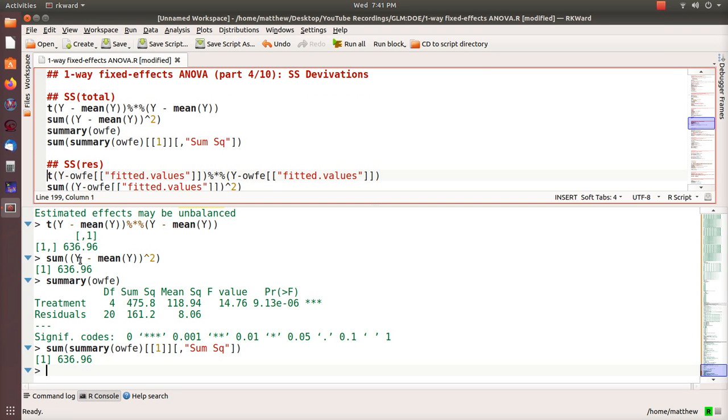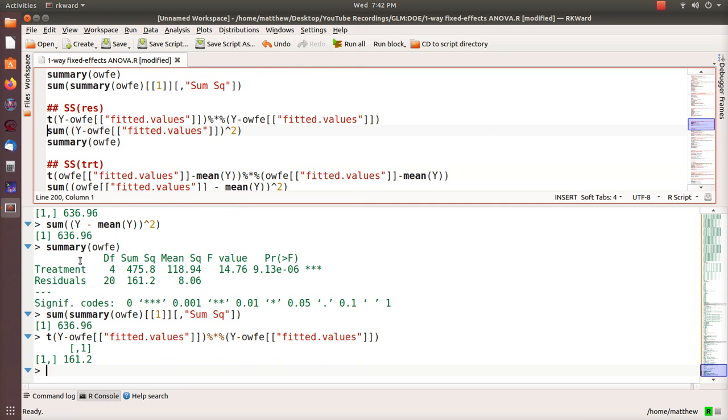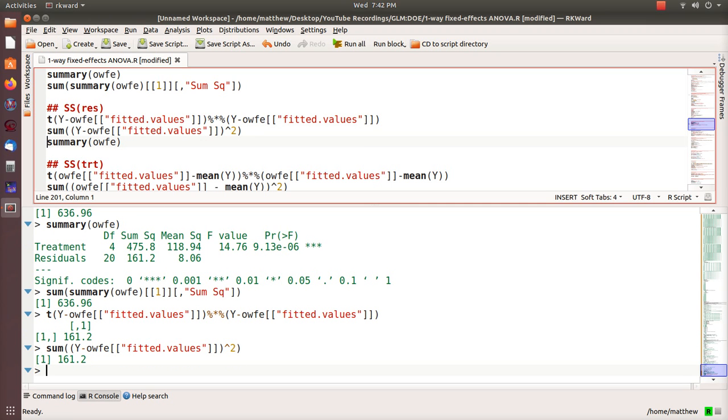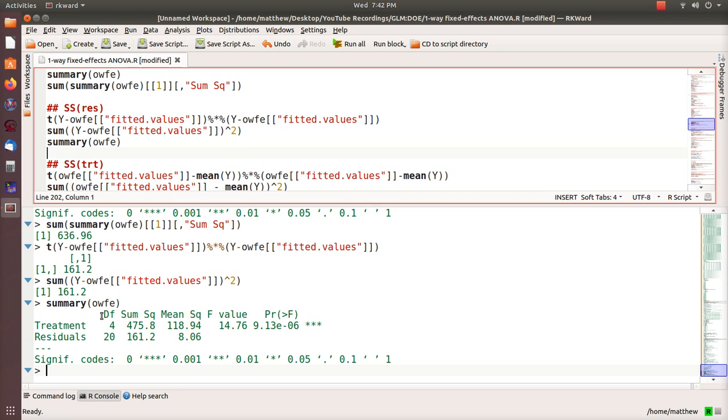Now the sum of squares residual is the data minus the fitted value, squared and then summed over all y. And that's what we get here, 161.2. Notice it's the same. And then this is more, I'm going to call it scalar-like. We have our y data minus the fitted value. We're going to square each component and then sum it. That's 161.2. And if you look at the summary, we get 161.2.